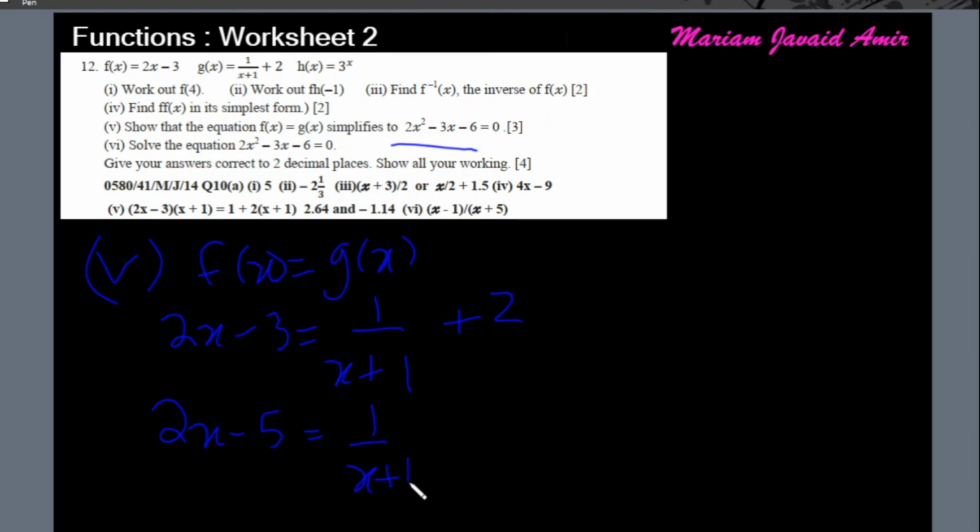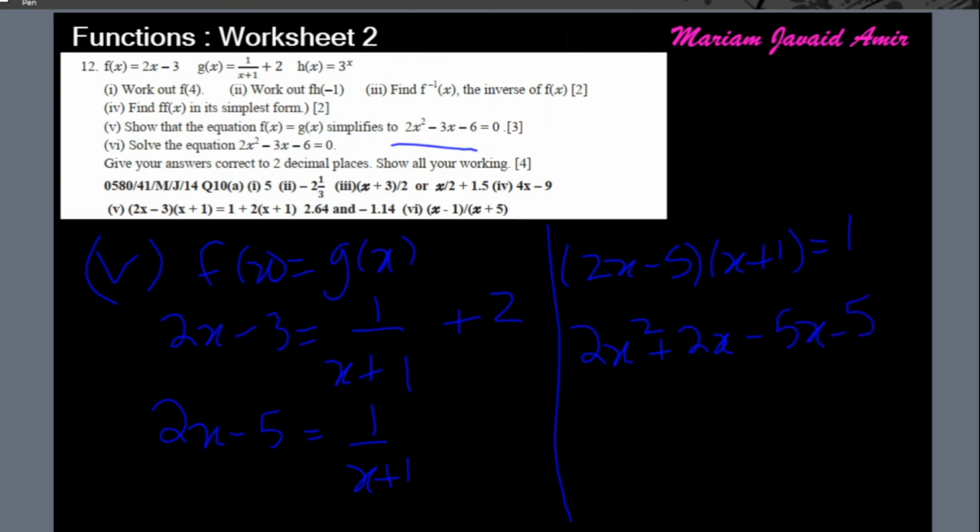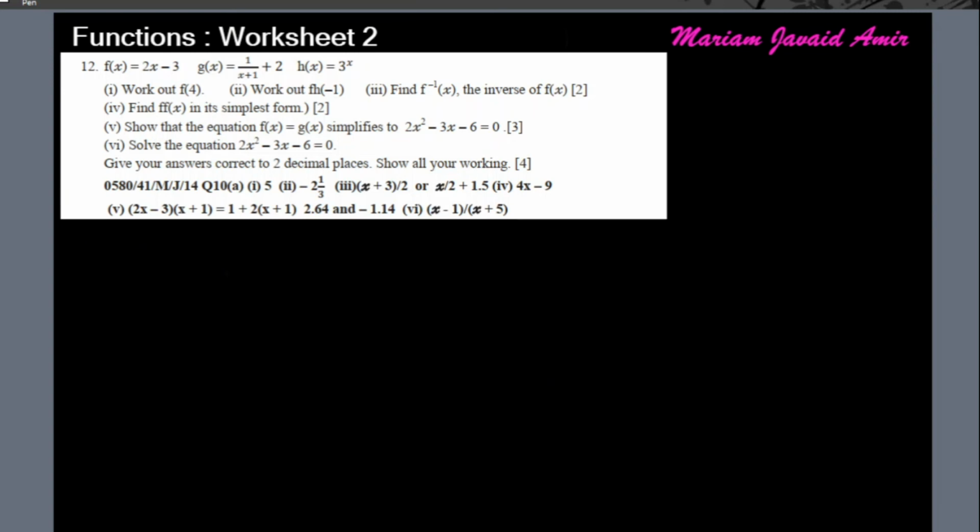Next, multiply: 2x minus 5 times x plus 1 equals 1. We get 2x square plus 2x minus 5x minus 5 equals 1. This becomes 2x square minus 3x minus 6 equals 0. So we've shown the required equation. For part 6, we have to solve this equation, giving your answer correct to 2 decimal places.